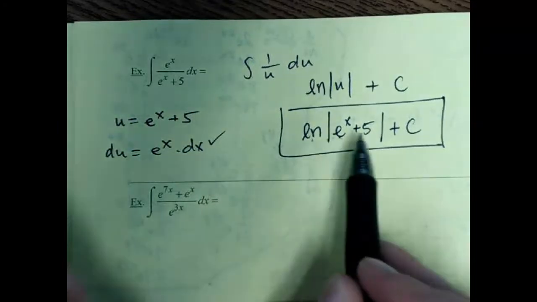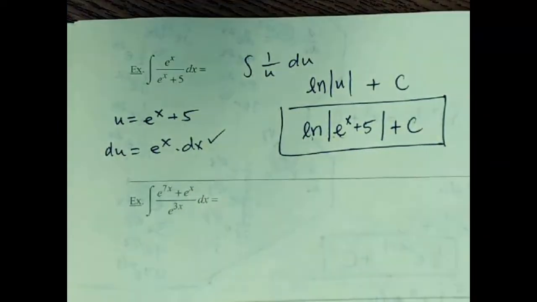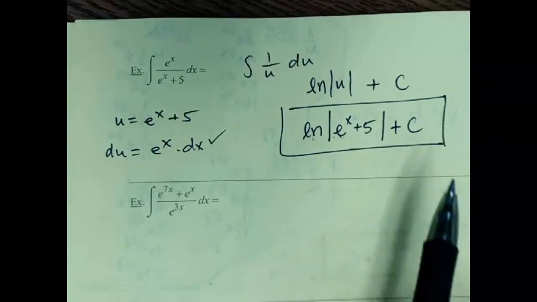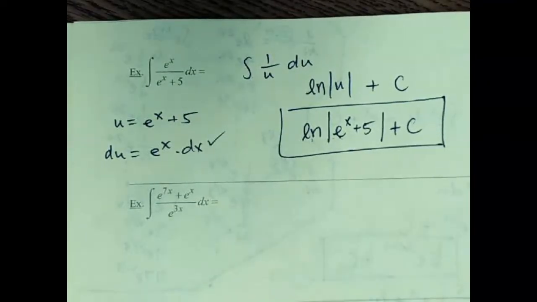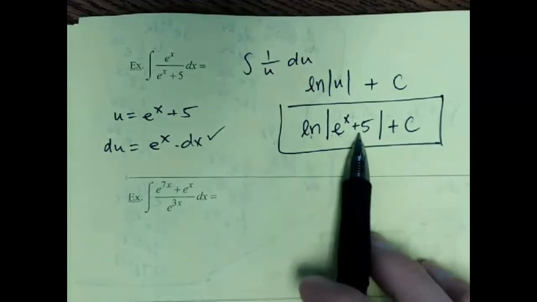Because I could just as easily flip that order and the 5 would be in between. Okay, so if you have multiple chunks in there, don't cancel the e with the ln, right? That's as simplified as it's going to get. Even though the e and the ln are right next to each other, they don't cancel because you have that extra chunk, the plus 5.